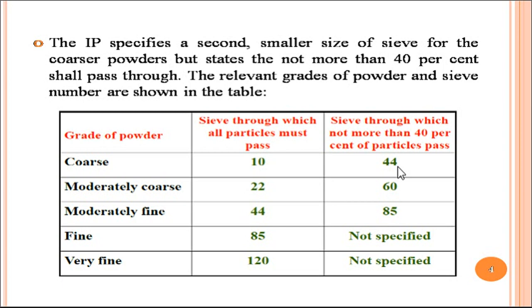Likewise you can say about moderately coarse, then they should easily pass through 22 mesh of the sieve, and they must not pass more than 40% of this overall powder through 60 mesh. Likewise moderately fine, if you are talking 44 and 85, 45 by 85. For fine powder, if you are talking, then it should be for 85, and it has not been specified as per the standard which is given in Indian Pharmacopoeia.